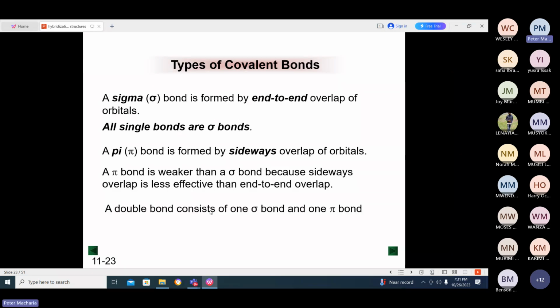Now, the types of covalent bonds that you can have are sigma bonds. When you have s and s orbitals bonding, usually we have sigma bonds. On the other hand, if you have p orbitals bonding sideways, you have pi bonds. In many circumstances, the hybridized orbitals form sigma bonds.